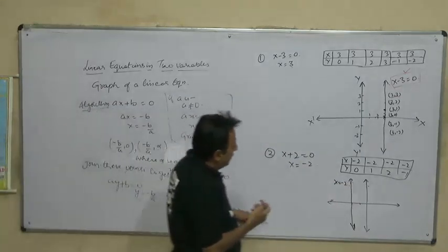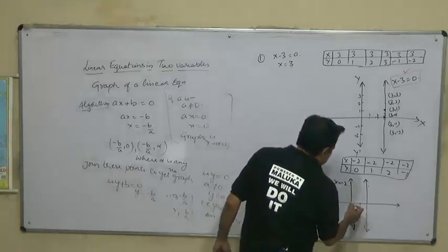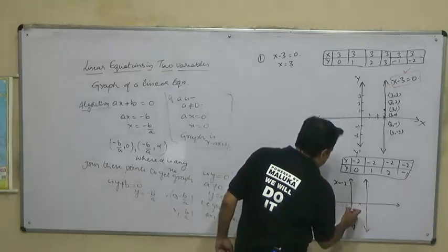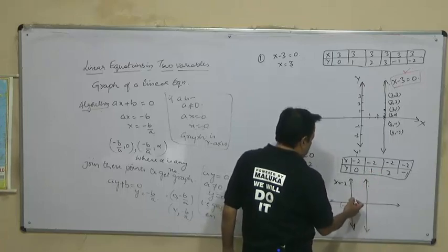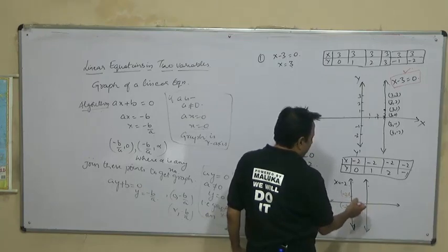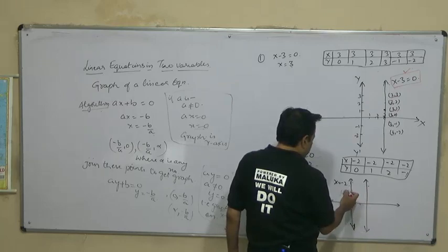Now let us check for these points which we have given in this. So what will be minus 2, 0? Where is minus 2, 0? This is minus 2, comma 0. Then minus 2, comma 1. So this is minus 2, comma 1. Then minus 2, comma 2. Minus 2, comma 2 is this.